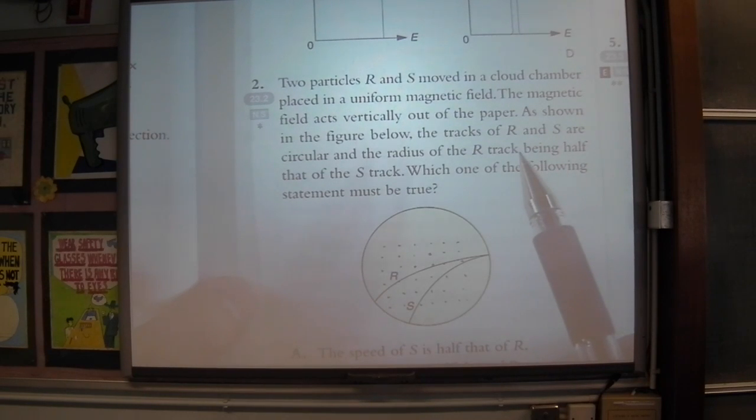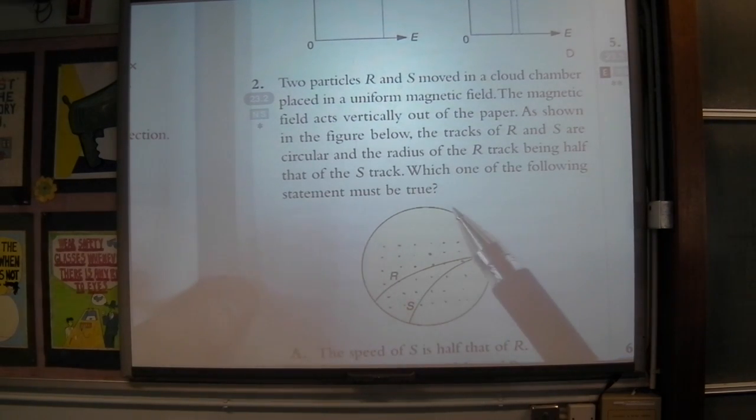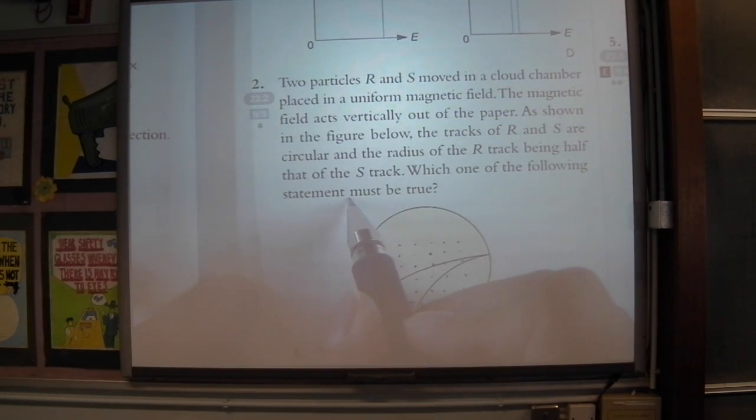Now, unfortunately, the question makes a mistake. What mistake? Well, the radius of the S track should be shorter than the radius of the R track. Do you agree? The S track is a smaller circle, while the R track is a larger circle. So the question makes a mistake. It is difficult to determine the answer if the question itself is wrong. Now, which one of the following statements must be true? Not may be true, but must be true.